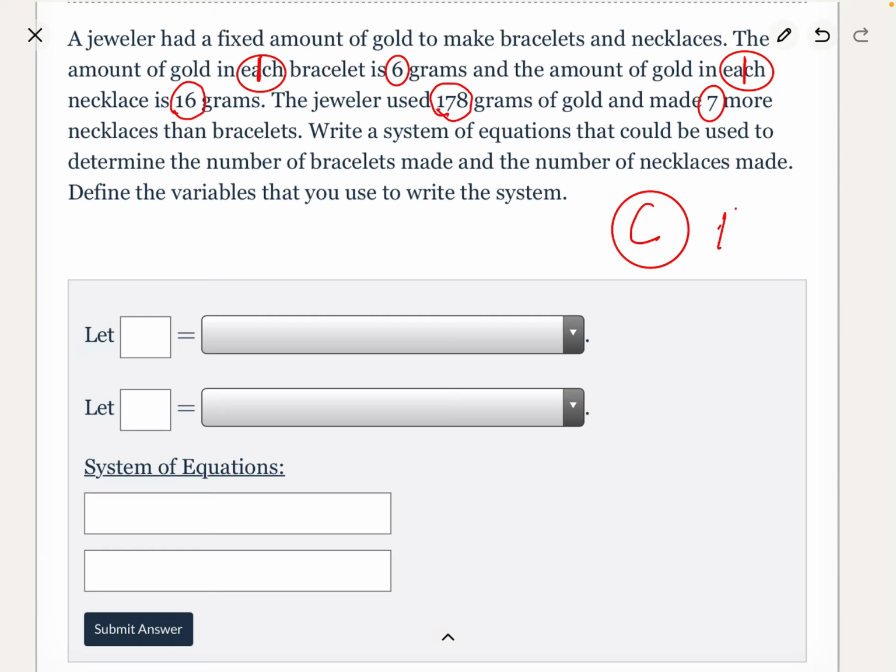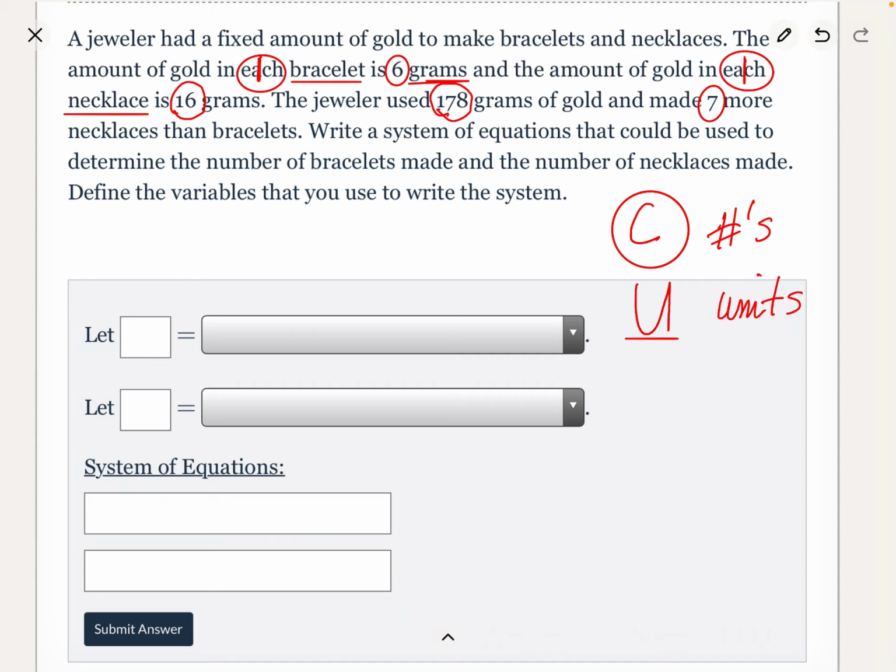So circle the numbers. And then the next thing we're going to do is underline all of the units for those numbers. Every number should have a unit. In this case, it says 1 bracelet, so the unit of measurement is bracelets. It says 6 grams, so the unit of measurement is grams. It says each necklace, so the unit is necklace.